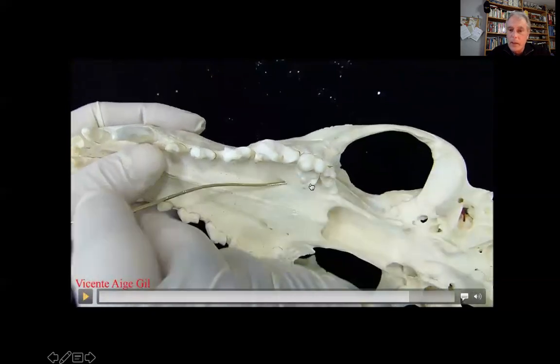However, the accessory palatine nerves leave through the accessory palatine foramina, and these in particular are for the innervation of the mucosa of the horizontal portion of the palate.